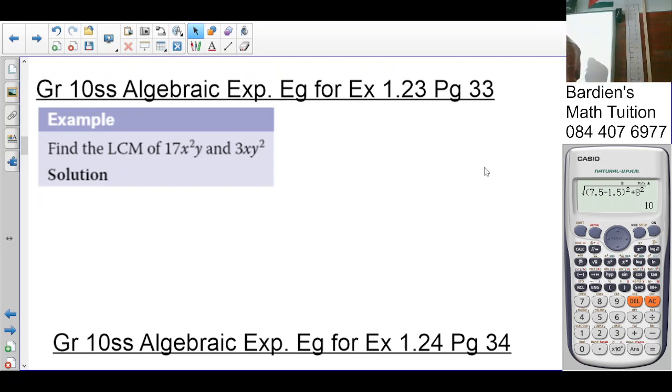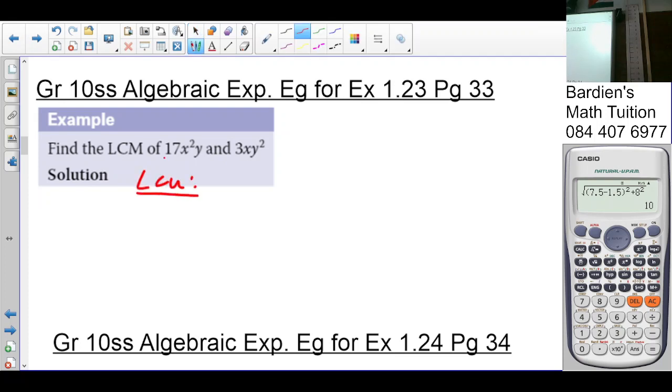The question again says, find the LCM of 17x squared y and 3xy squared. So for the numbers, what is my LCM here? There's 17 and 3. Can 3 go into 17 without remainder? No. So now I'm going to count in multiples of 17. The next multiple of 17 is 34. Can 3 go into 34? No. The next multiple of 17 is 51. Can 3 go into 51? Yes. 3 goes into 51, 17 times.